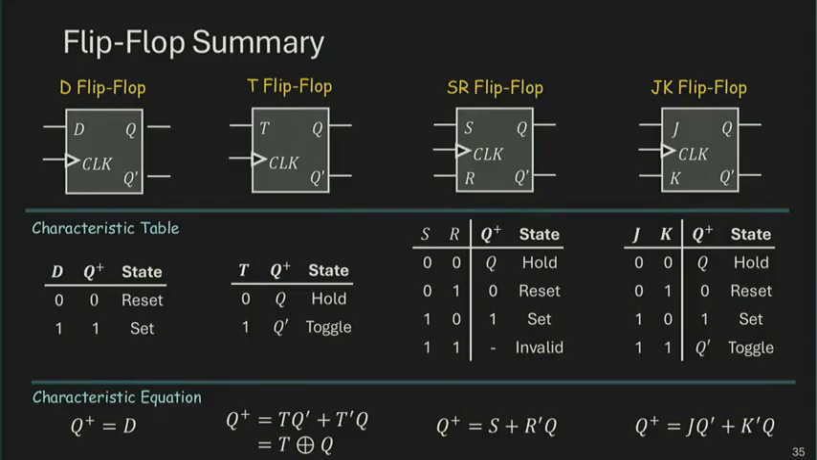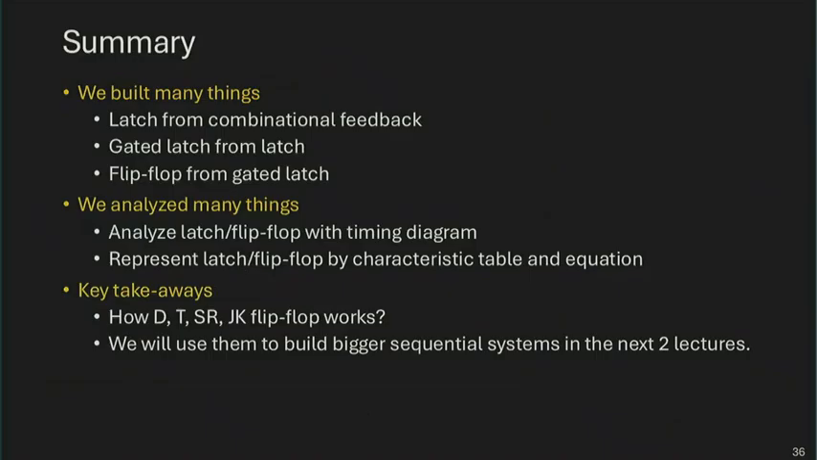So to sum it up, these are everything we have seen: 4 different flip-flops with different operations, and these are the truth tables. And you can also derive the next-state equation based on the K-map. So that's everything for today. We built many things. We have seen an entirely new set of components with memory capabilities. We built a gated latch from latches. We built a flip-flop using 2 latches. We analyzed quite a few things, analyzing the behavior through timing diagrams, and also in terms of the characteristic table and the equation of these latches. And next lecture, we're going to use them to build some real sequential circuits. So that's everything for today.